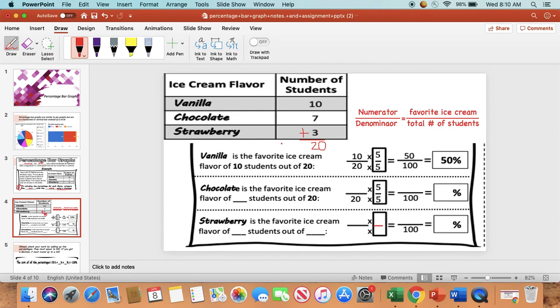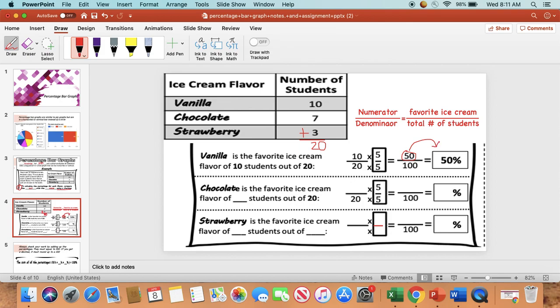So vanilla is the favorite ice cream flavor of 10 students out of 20. So my fraction is going to be 10 over 20. Now, when we're converting a fraction to a percent, it's easier if you just look at the denominator. And 20 I can multiply by 5 to equal 100. What you do to one side, do to the other. So 10 times 5 is 50. So now you have 50 over 100. Now remember, every time you have a fraction with a denominator of 100, that numerator is your percent.